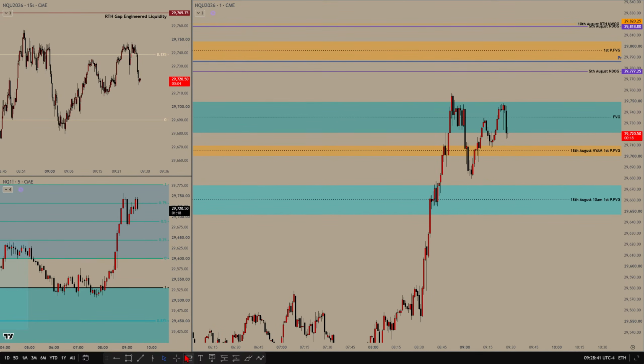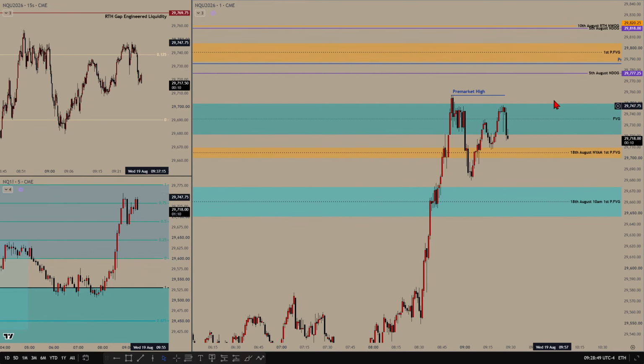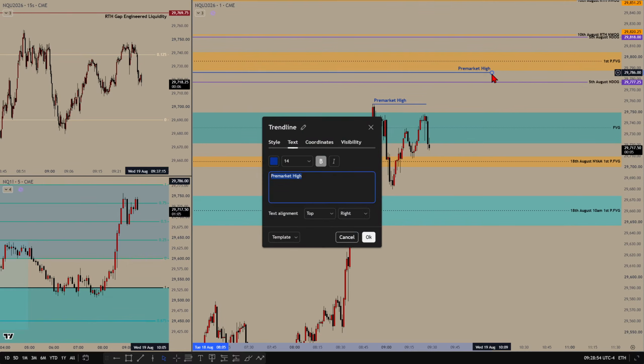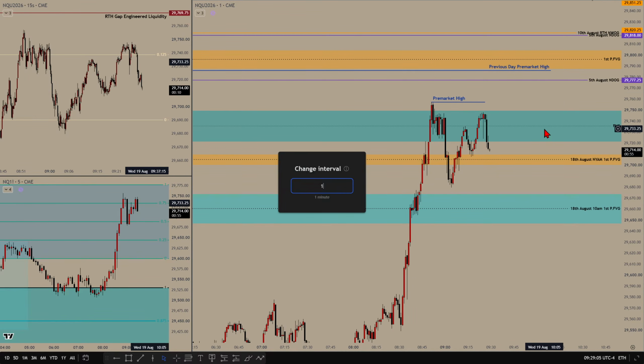Right, set the open. There's a pre-market high. This could be a black bell to go to the downside. Previous day low objective. We already took the previous day low.